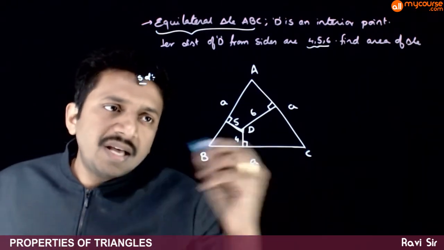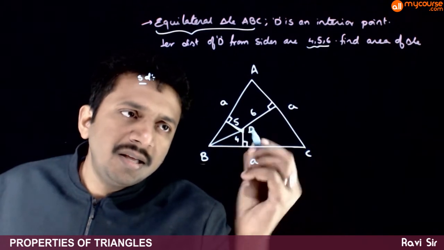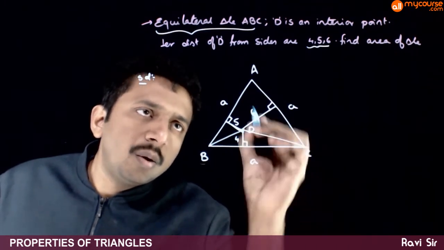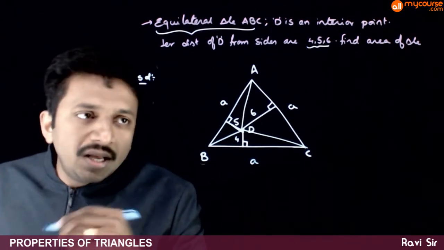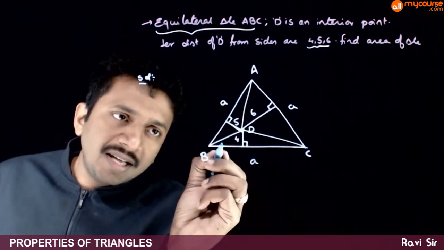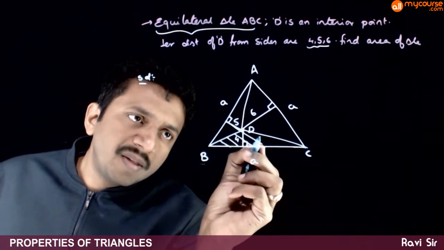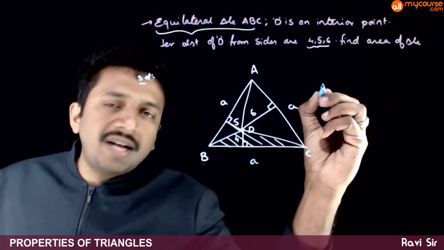So what I do is, I'll do some construction. I'll join D with each of the vertices. Now I got 3 triangles. Let us take the first triangle. So what is the area of this triangle?